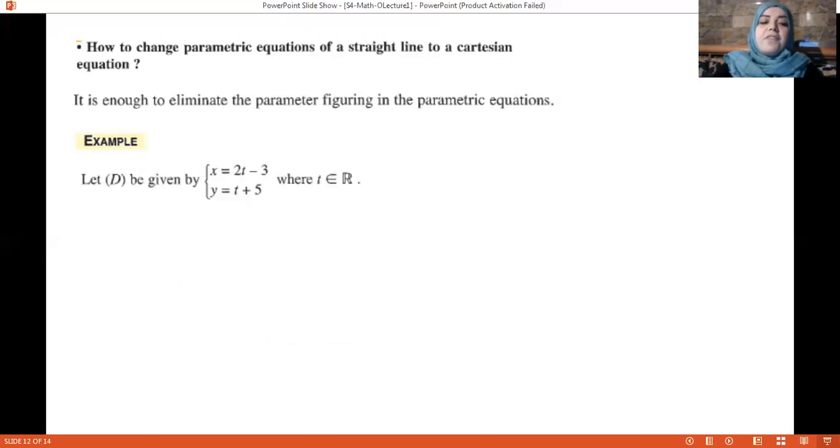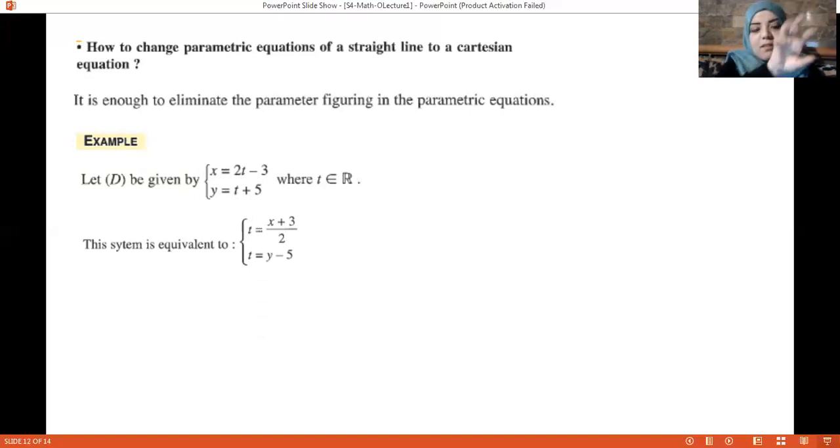If I have, look at this, x equals t minus 3 and y equals t plus 5, I should find a way to get rid of t. How? Look how. In every equation, I'm going to find t. So in the first one, t is equal to (x plus 3) over 2. I just find t, okay? And in the second one, also I'm going to find t, which is y minus 5. And you know that t is equal to t.